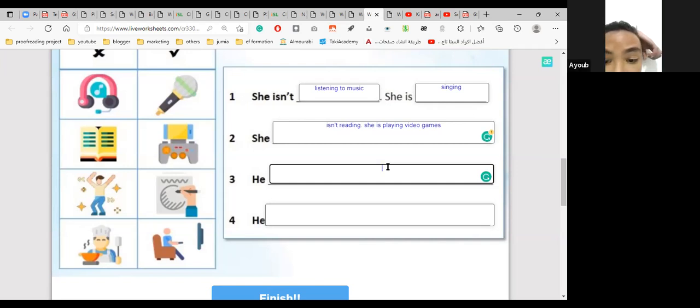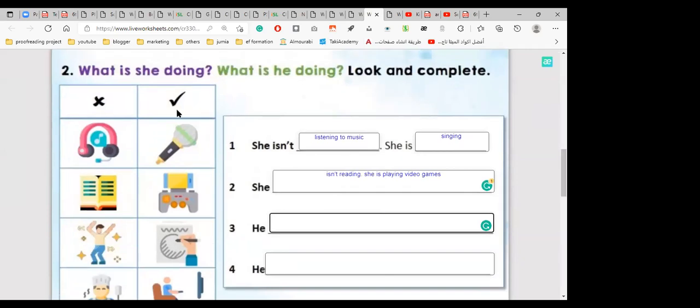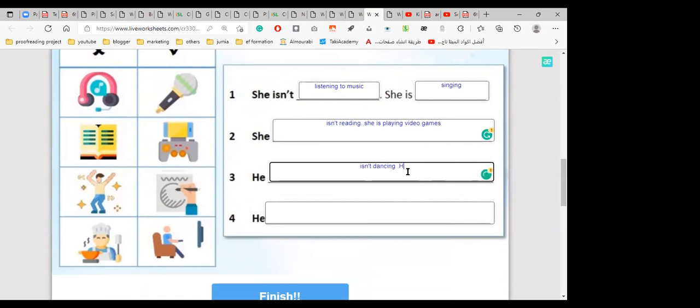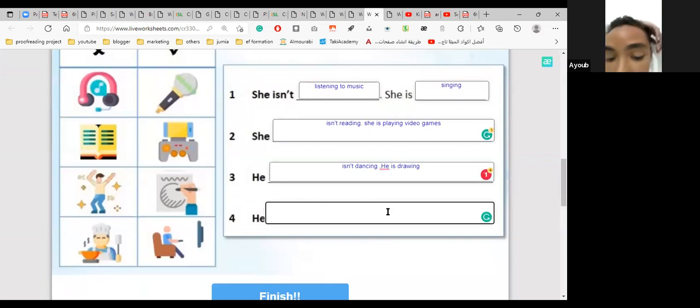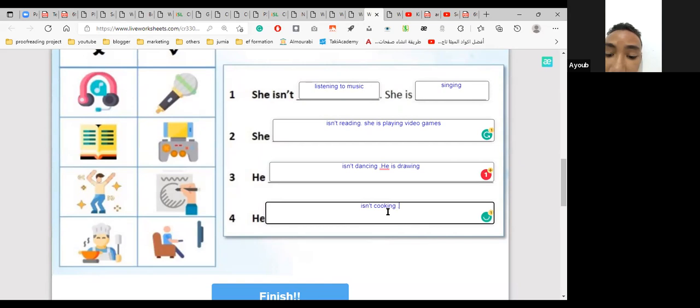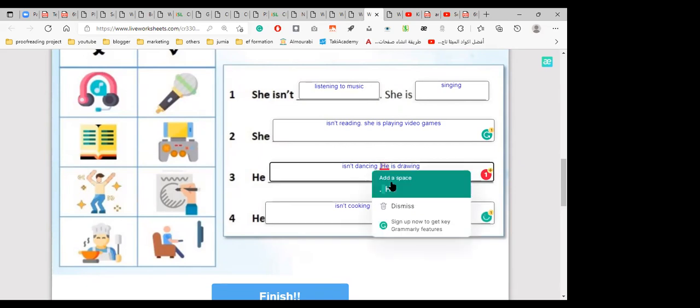Okay. Number three. He is or he is not dancing. Look here, it's negative. And here is the positive. He isn't dancing. He is drawing. Drawing, yes. He is drawing. Number four. He isn't cooking. He is watching TV. So he is watching TV.